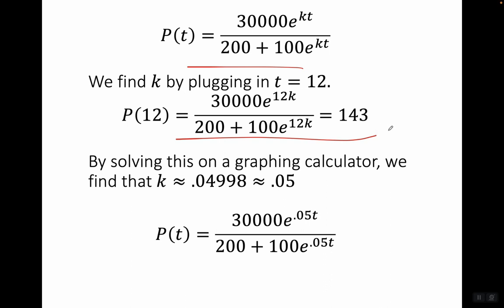fish. By solving this on a graphing calculator, there are different ways we can do it, we find that k is about 0.04998, or in other words, around 0.05. So we end up with the solution we had earlier: P of t equals 30,000 e to the 0.05t over 200 plus 100 e to the 0.05t.